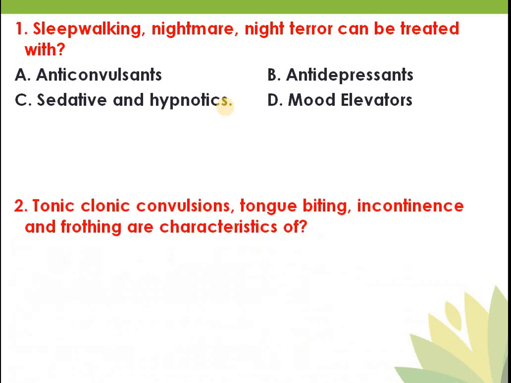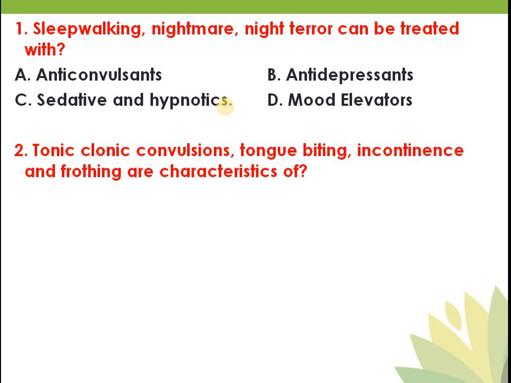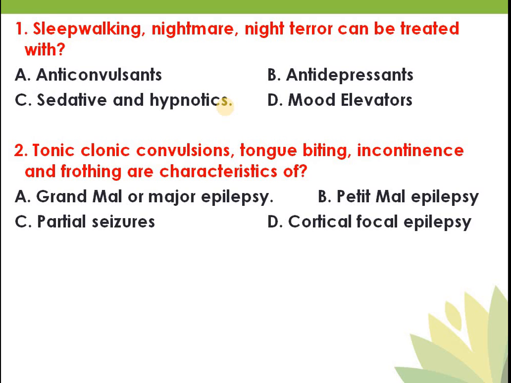लेट्स टेक नेक्स्ट क्वेश्चन. नेक्स्ट क्वेश्चन इज: tonic clonic convulsion, tongue biting, incontinence and frothing are characteristics of, and your options are: A, grand mal or major epilepsy; B, petit mal epilepsy; C, partial seizure; D, cortical or focal epilepsy. In this case your answer is option A, grand mal epilepsy. Okay, so tonic clonic convulsion, tongue biting, incontinence and frothing are characteristics of grand mal or major epilepsy.